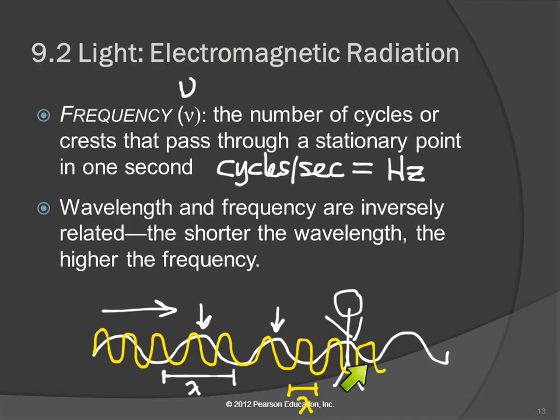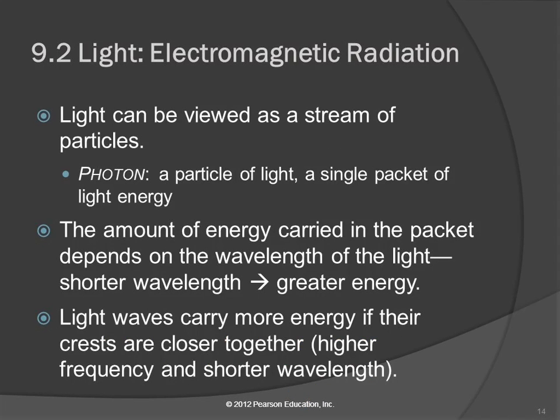But if this funny-looking person is standing here counting yellow waves and white waves coming through at the same speed, is he going to see more yellow or more white ones? More yellow peaks, right? Because they're closer together. So that's high frequency, small wavelength. Large wavelength, low frequency, inverse relationship. That is light behaving as a wave. But light can also act like a stream of particles.